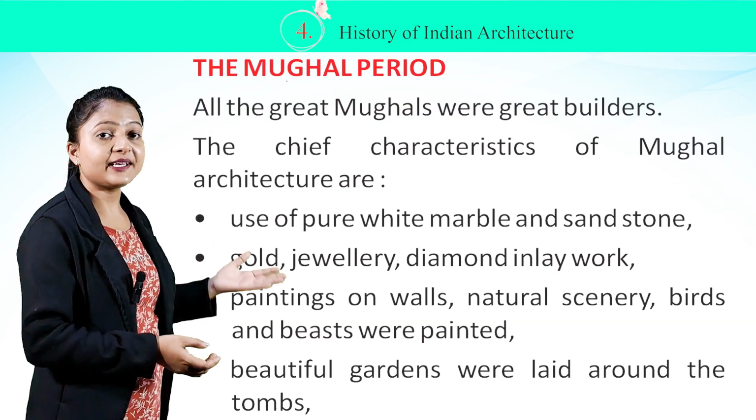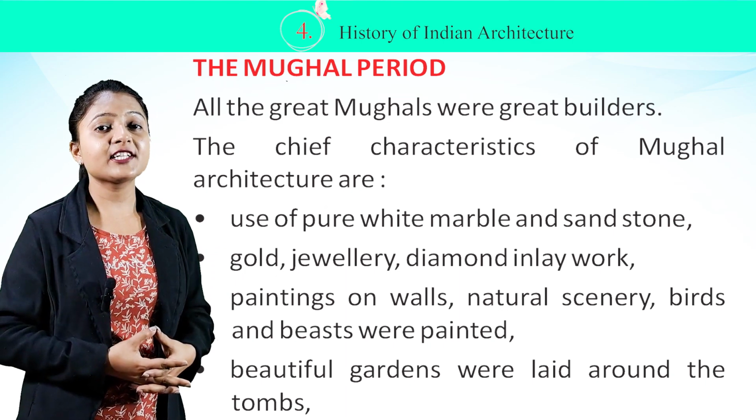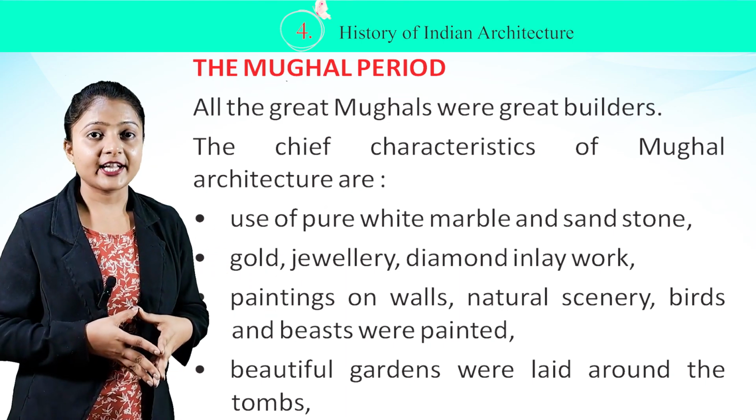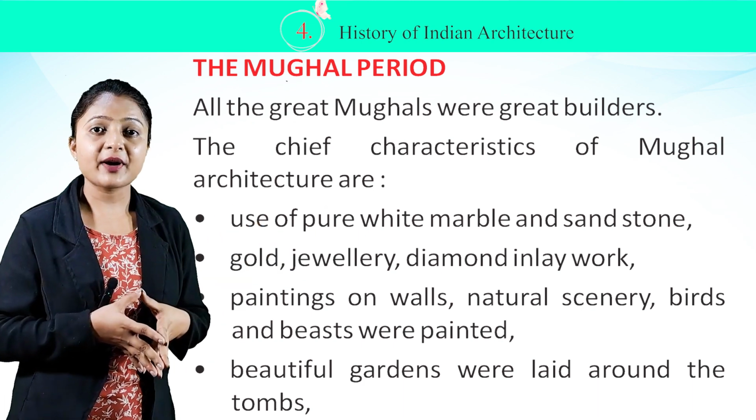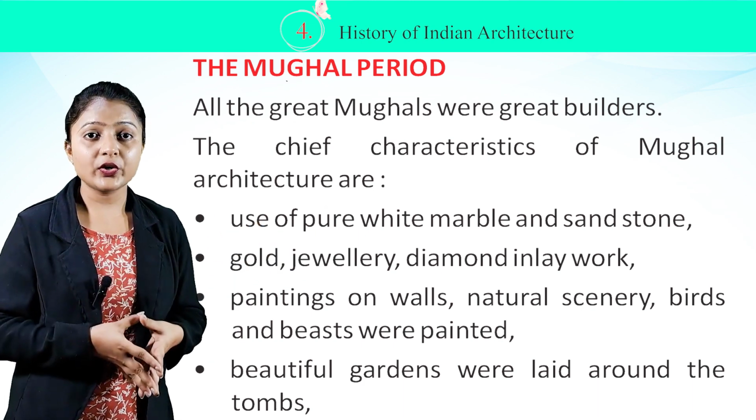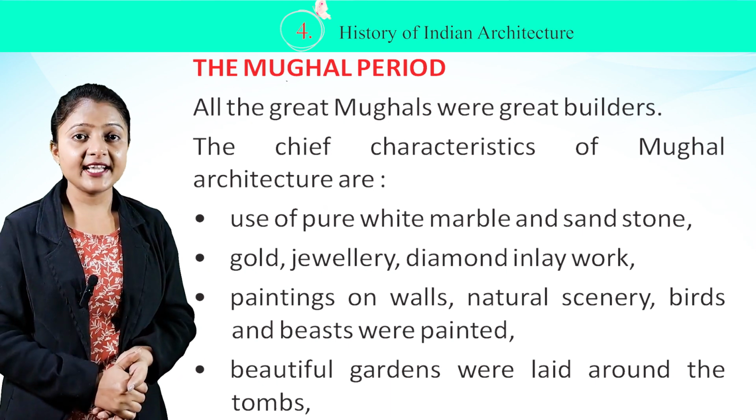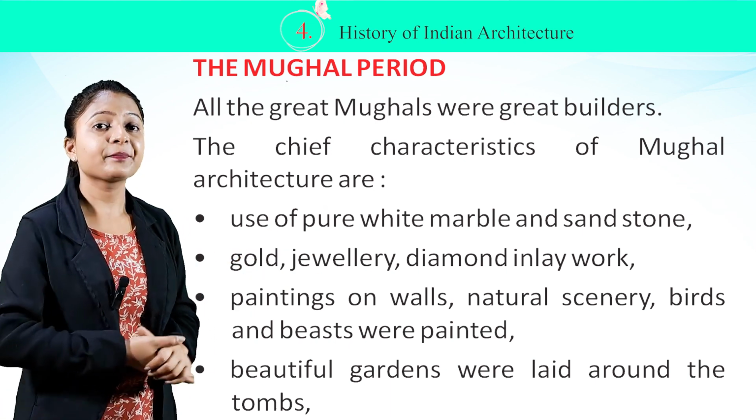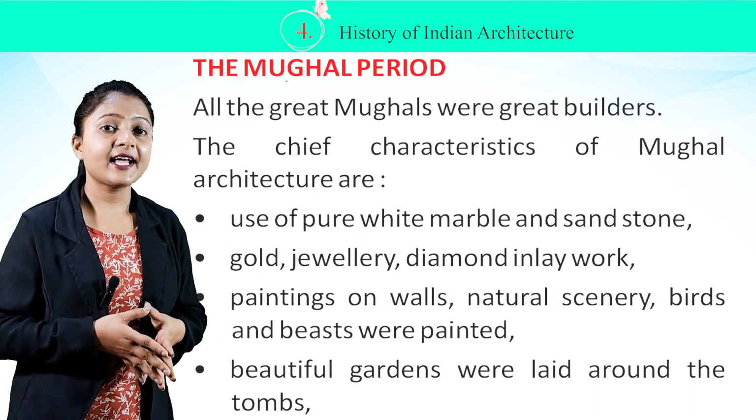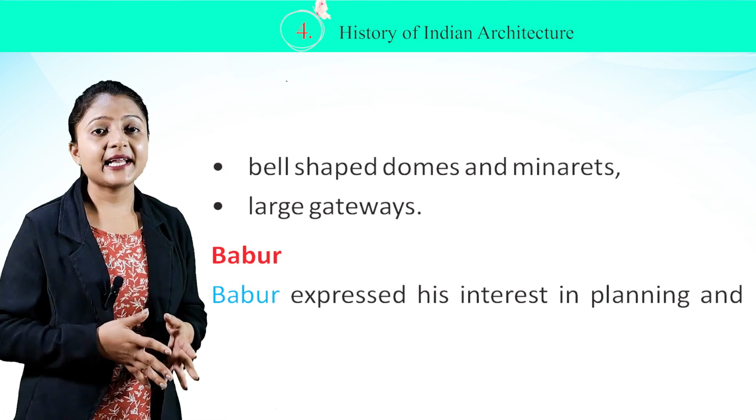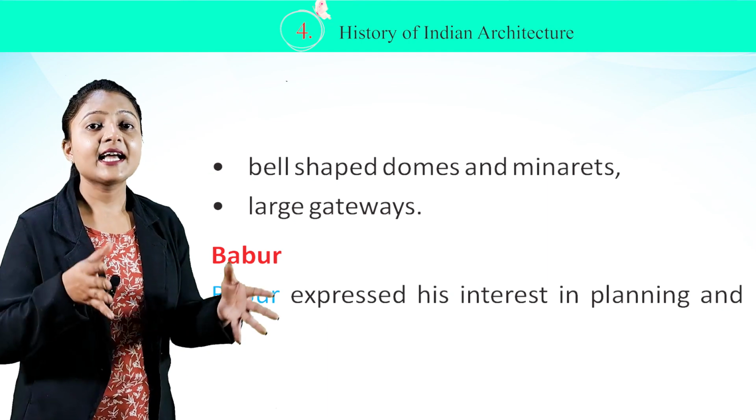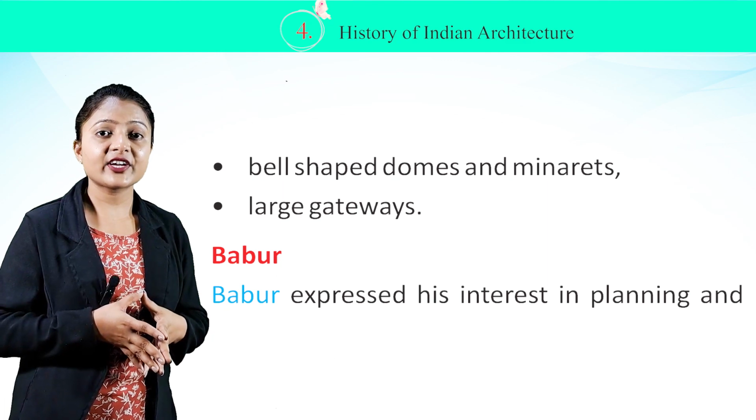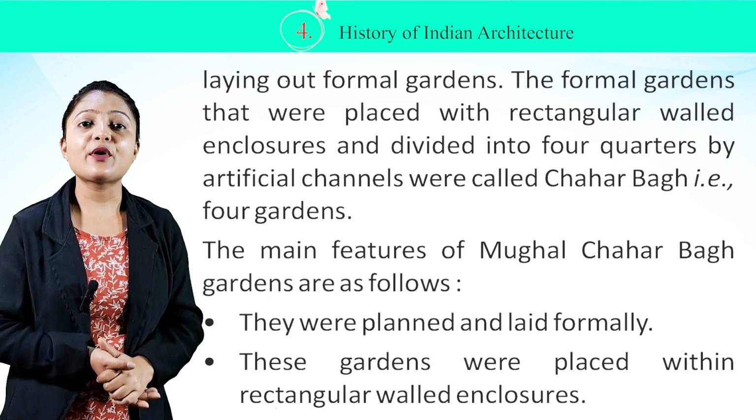The Mughal period. All the great Mughals were great builders. The chief characteristics of Mughal architecture are the use of pure white marble and sandstone, gold jewelry, diamond inlay work, paintings on walls, natural scenery, birds and beasts painted, beautiful gardens laid around the tombs, bell-shaped domes and minarets, large gateways. Babur. Babur expressed his interest in planning and laying out formal gardens.